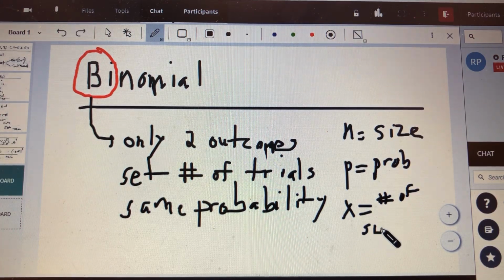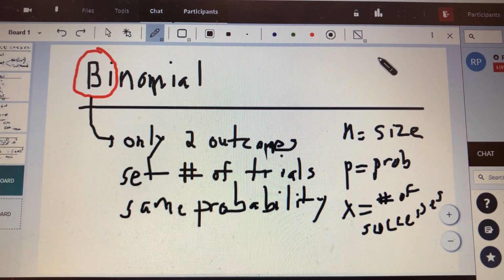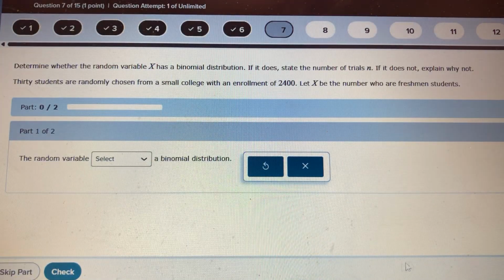Flip a coin 10 times, what's the probability of exactly 7 heads? If I flip a coin 10 times, the size of my experiment is 10, so that's N. Try to get 7 heads, that's X, 7. And then they usually tell you P in the paragraph, but sometimes it's obvious to them and they don't tell you. Flipping a coin, I guess they assume you would know that that's 50-50 heads or tails. So you don't just automatically assume you have a binomial. We have to make sure these conditions are true.